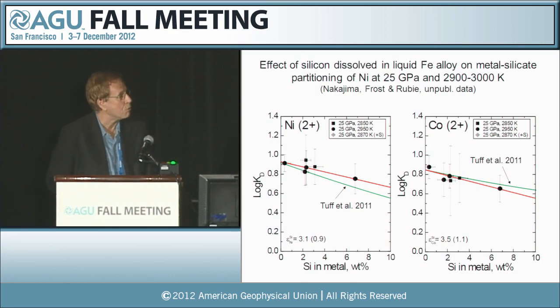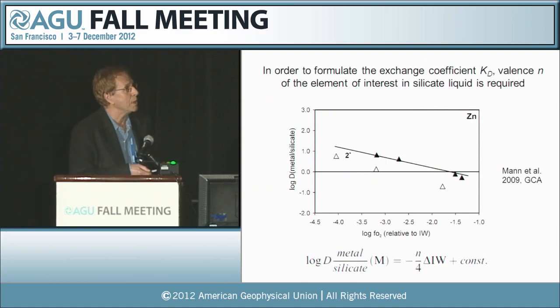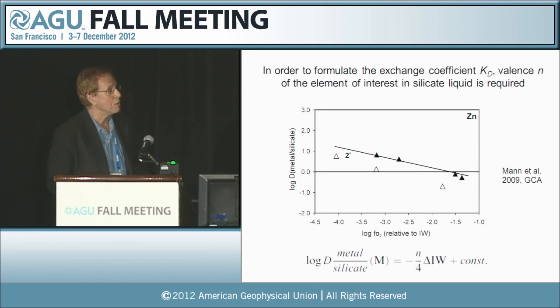Now this introduces a really big problem, because in order to formulate the exchange coefficient KD, we need to know the valence of the element, like nickel, in the silicate liquid. And for nickel and cobalt, this isn't a problem. These certainly have a valence of 2, but for other elements, the valence is very uncertain. And the traditional way of determining the valence is to determine the log partition coefficient as a function of oxygen fugacity and plot it up. From the slope of this line, we can determine n, the valence. So this has to be done over a fairly wide range of oxygen fugacities.